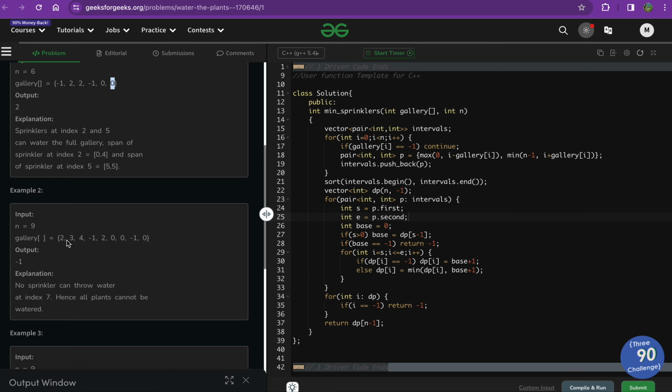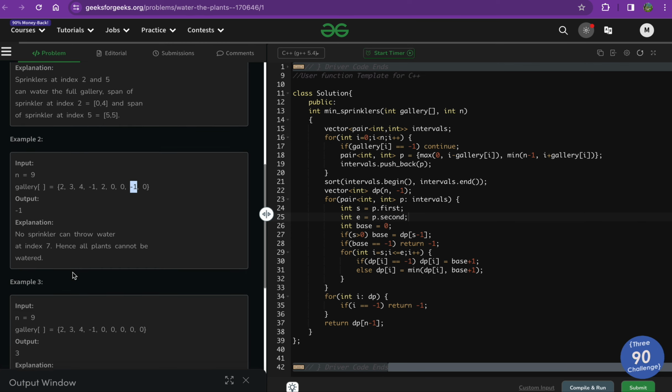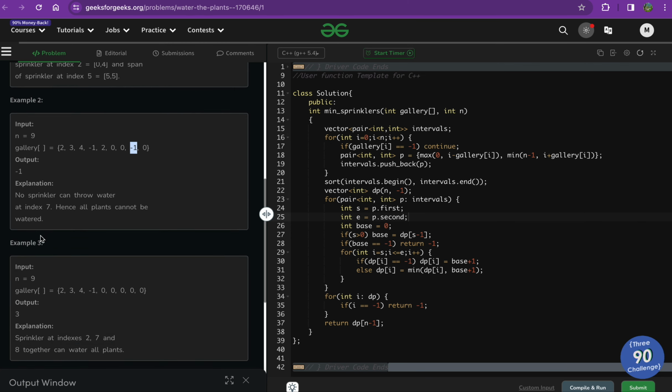In example 2, this 4 can water from 0 till index 6. At index 7 there is no sprinkler present and index 8 will water itself. So at index 7 there is no sprinkler, and by no means can we water this plant. So the answer is -1. Similarly, the third example.